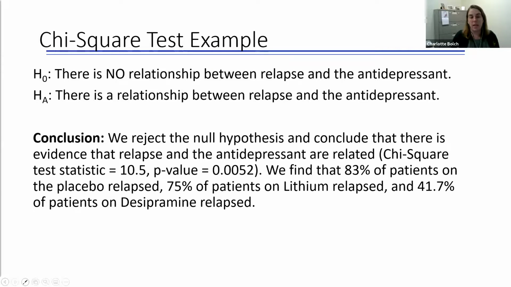From this study, using the Chi-square test, we're able to reject the null hypothesis and conclude that there is evidence that relapse and the antidepressant are related. We have a Chi-square test statistic of 10.5 and a p-value less than 0.05. With Chi-square tests, it's also important to provide percentages. Saying there is a relationship between two variables is not as important as saying what's going on. We found a relationship, and now what is it?